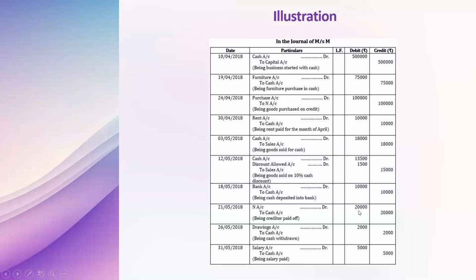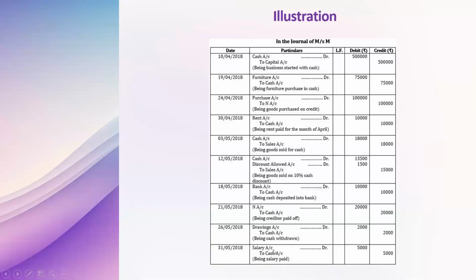You have purchased 1 lakh worth of product from company N. So out of 1 lakh, you are right now paying 20,000 here. So N's account debtor to cash account creditor, being creditor paid off. And then the drawings account. Drawings here means the owner of the business has withdrawn an amount from the company accounts in cash, not as shares, but in cash. So drawings account debtor to cash account creditor.